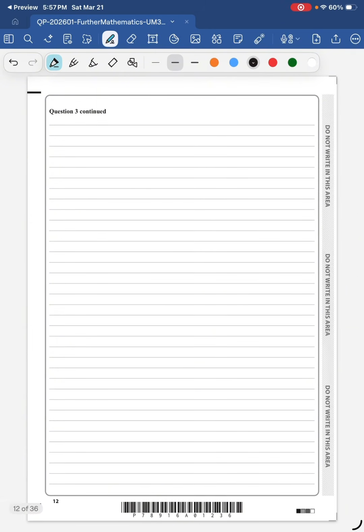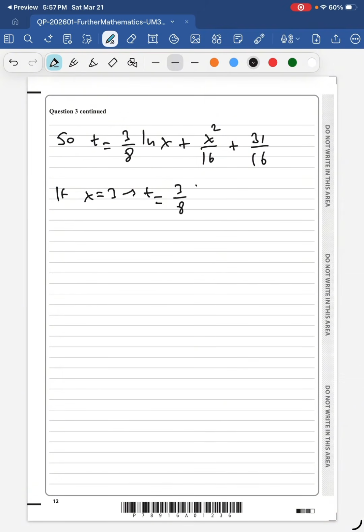Okay, so the function for t becomes 3 over 8 ln of x plus x squared over 16 plus 31 over 16, okay? If x is 3, then t becomes 3 over 8 ln of 3 plus 5 over 2 seconds. And that's the answer, okay?